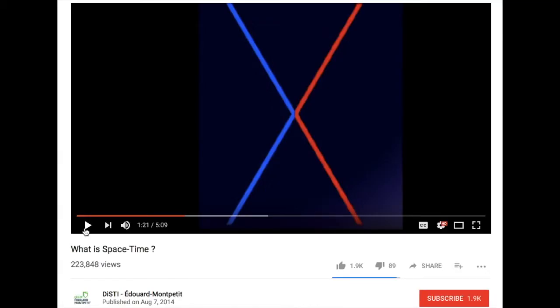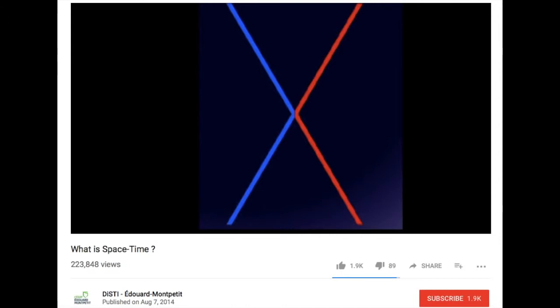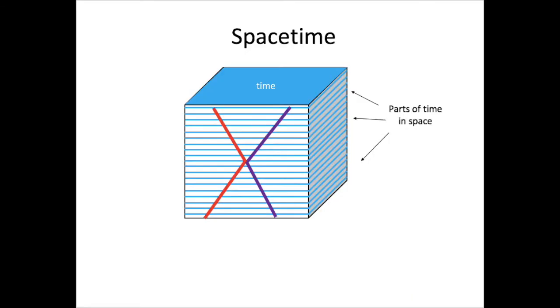Here is an example from a video on YouTube that explained time in an even simpler form. There is one dimension and the second dimension is time. See this X shape? This represents two objects, a red object and a blue object, approaching each other, colliding, and then bouncing off each other. This is the past, present, and future, all seen at once. This is what happened, what is happening, and what will happen. This is how it would look in the cube we were just talking about.